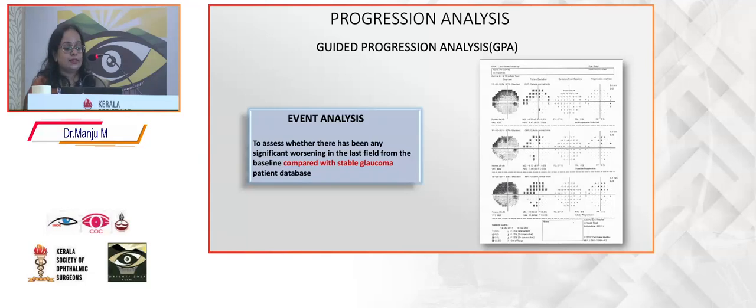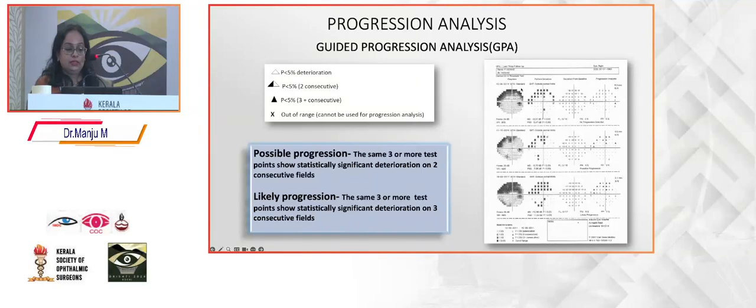There is also event analysis to assess whether there has been a significant worsening from the last field or from the baseline field, in comparison to a stable glaucoma patient. So if there is a 5% deterioration, it will be given as an open triangle. In the next, or consecutive, field, if there is again a 5% deterioration, you will have a half-filled triangle. And if in 3 consecutive fields you have a 5% deterioration, you will have a full-filled triangle. After that, if there is any progression, it is out of range, or the machine cannot calculate the progression after that. But it should be consecutive fields. If you don't have a progression in the next field, it will again go back to the first open triangle.